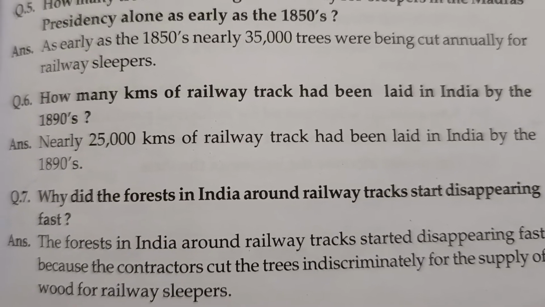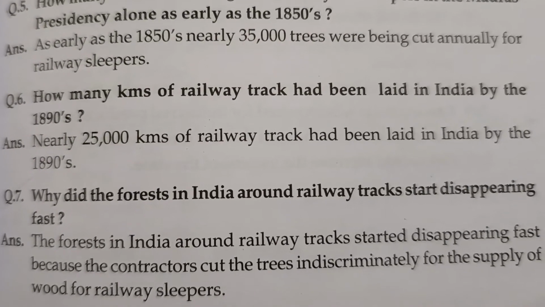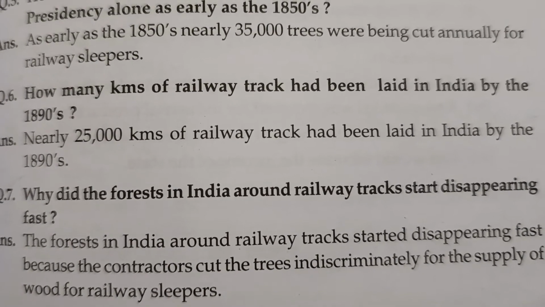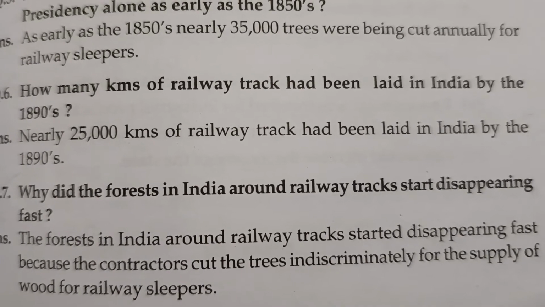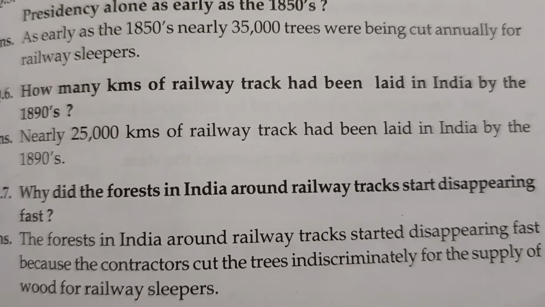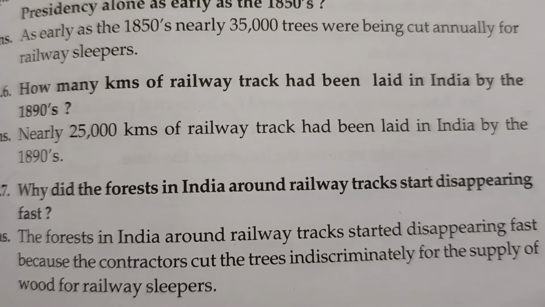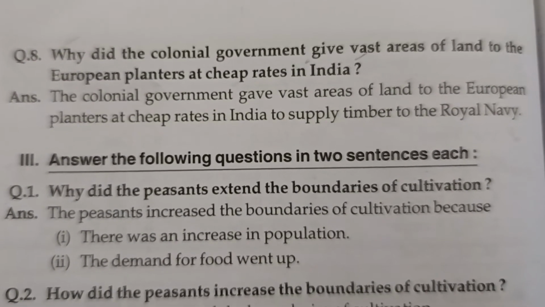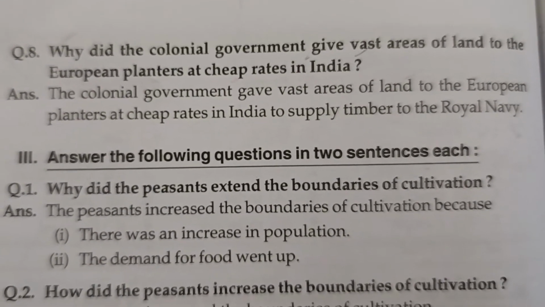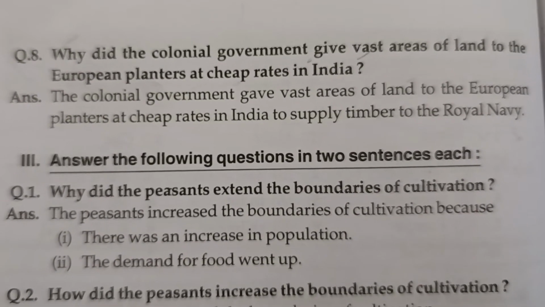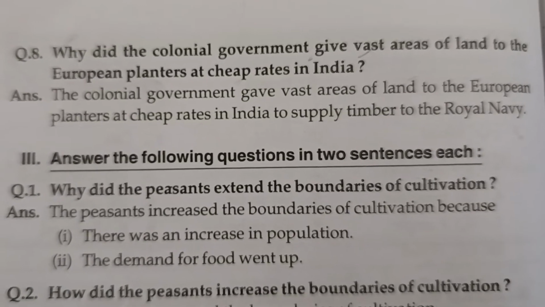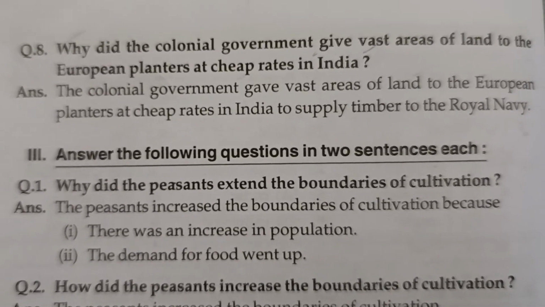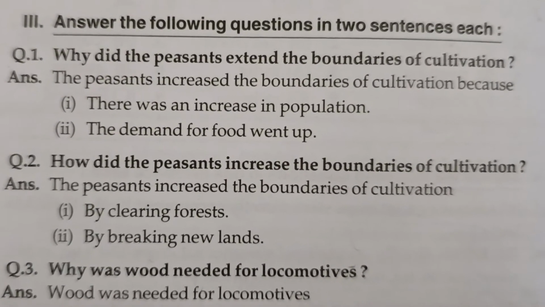Why did the forest in India around railway track start disappearing fast? The forest in India around railway track had started disappearing fast because the contractors cut the trees indiscriminately for the supply of wood for railway sleepers. Why did the colonial government give vast areas of land to the European planters at cheap rates in India? The colonial government gave vast areas of land to the European planters at cheap rates in India to supply timber to the Royal Navy. Answer the following question in two sentences each.